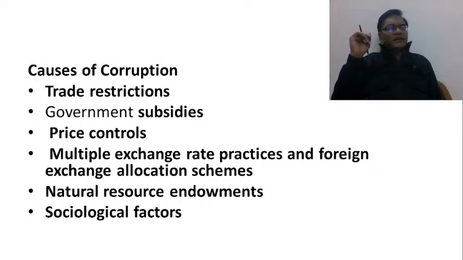Natural resource endowments. This is where we see another kind of corruption. What is this natural resource endowment that we are talking about? We have the maximum amount of corruption in the allocation of land.